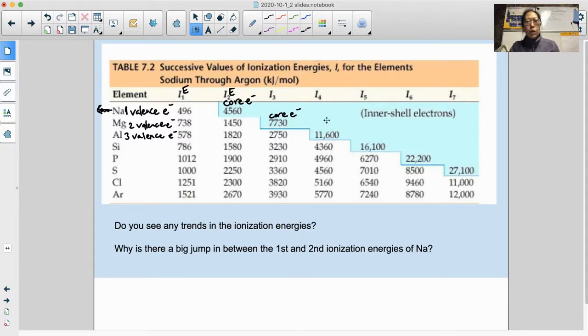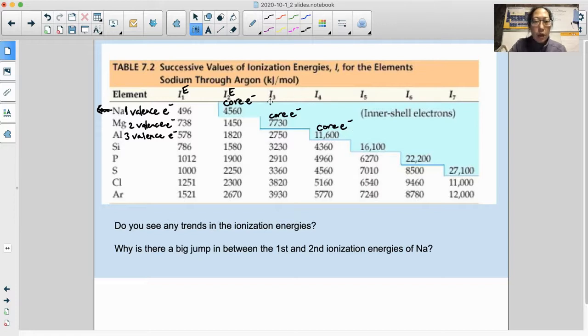So whenever we break into those core electrons, we're getting this leap, this jump in ionization energy after we remove the valence electrons.